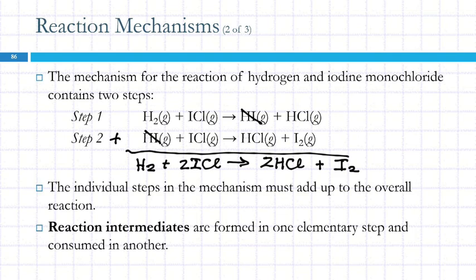So reaction intermediates are formed in one elementary step and destroyed in another. Questions? Yes? So there's ICl gas in both of the steps. Why don't they cancel out? That's a good question. Because they're both on the reactant side. So this ICl and another ICl are required, and that's why we've got two ICl here. It's a good question. Any other questions?